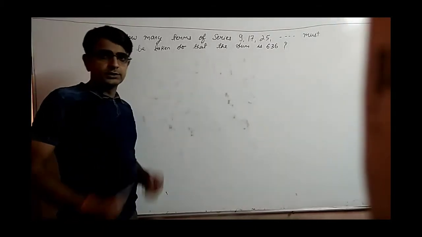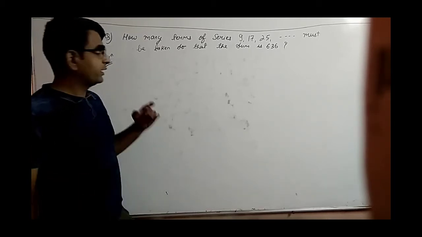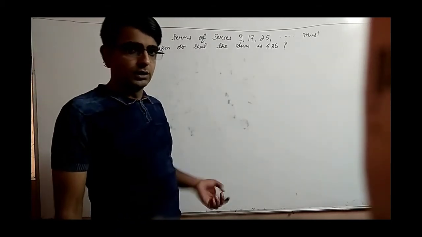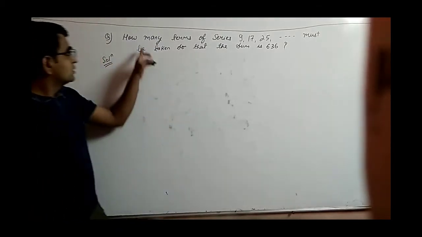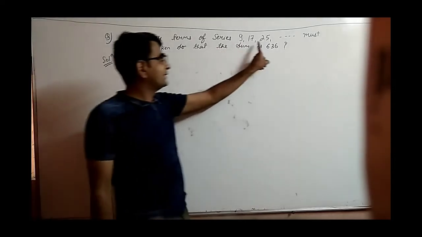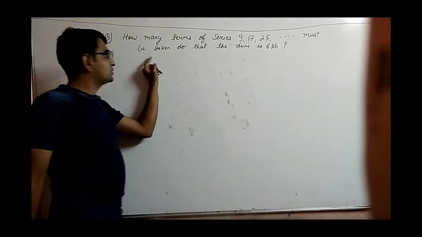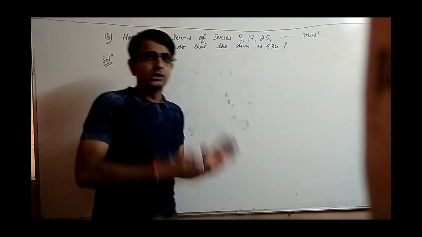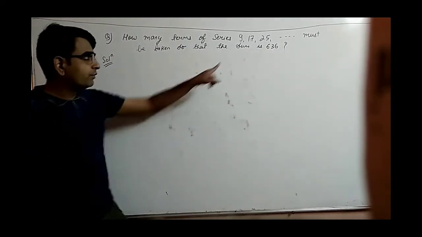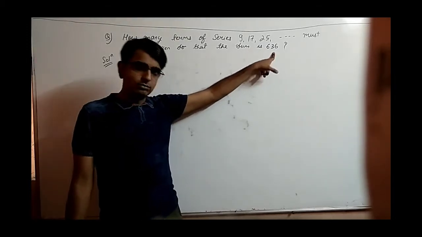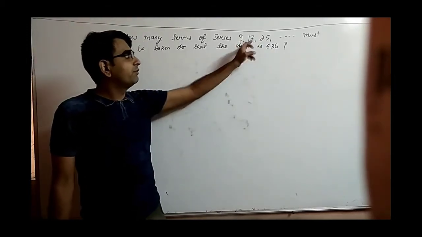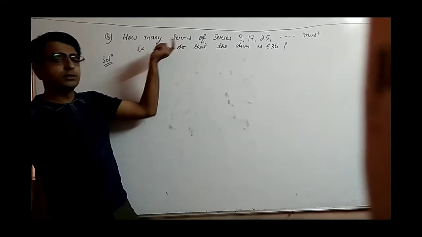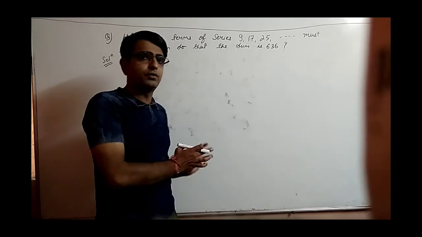Good morning, students. So we will continue the topic sum of n terms of AP. Just see one question. How many terms of series 9, 17, 25 must be taken so that the sum is 636? In this problem, we are given the sum and the first term, and we can find the common difference. And what we have to find is how many terms, that means we have to find the number of terms in this problem.